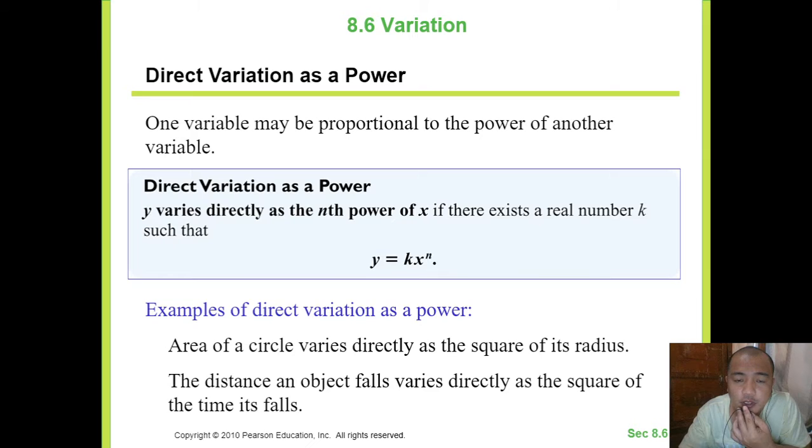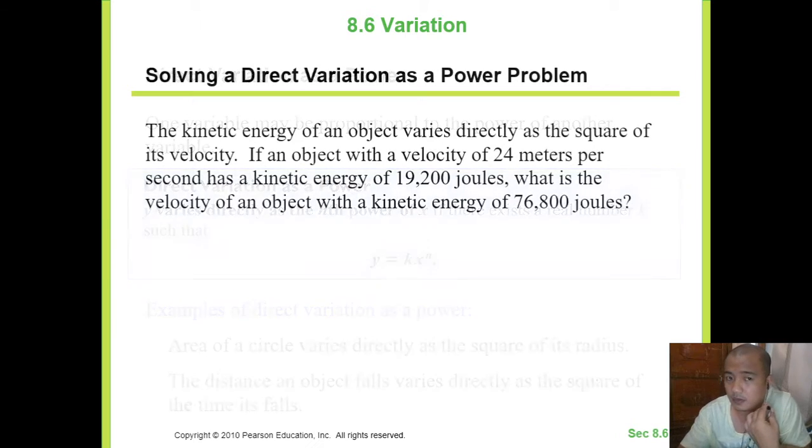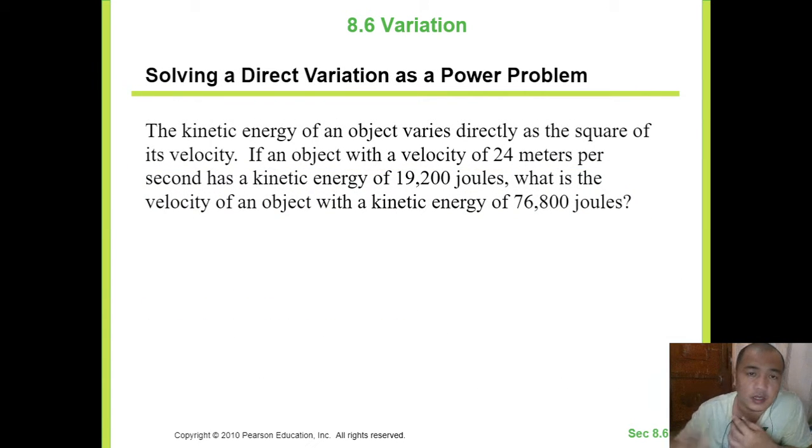Examples of a direct variation as a power: the area of a circle varies directly as the square of its radius. The distance an object falls varies directly as the square of the time it falls. Okay, let us try to solve a direct variation as a power problem.